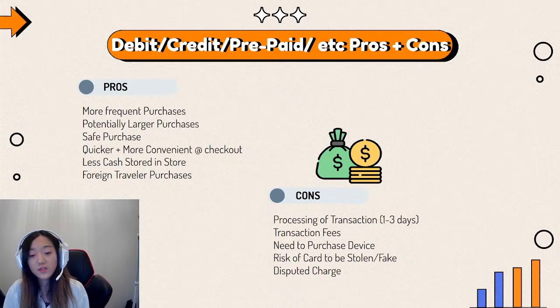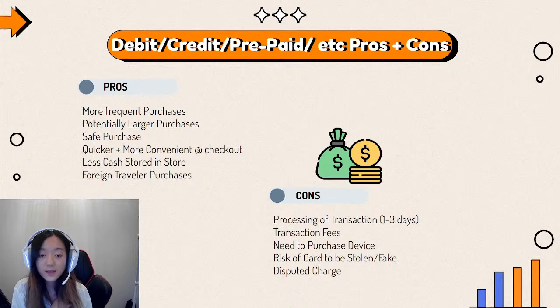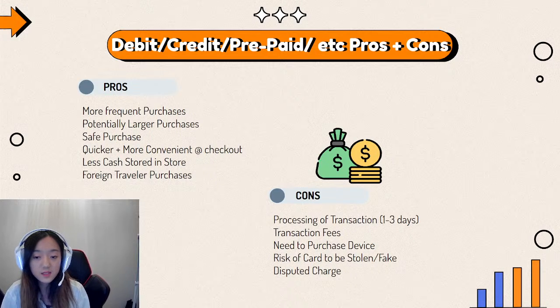Also, transactions are sent directly to your business banking account rather than you having to do it by yourself. Of course, with any pros, there are also cons. So, for example, there are a few negatives to be aware of when accepting card payments, and this includes transaction processing time, transaction fees, the need for a device to initiate and allow for purchasing, fraudulent cards, and disputed charges.